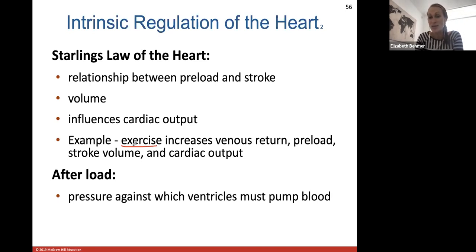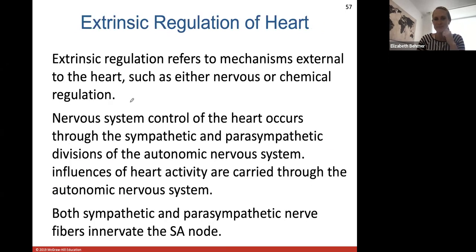So exercise not only increases venous return, exercise increases preload, how your ventricles can stretch, the stroke volume, and the cardiac output. So exercise is really good for your heart because it gets your heart working, functioning, and kind of practicing being able to output the blood that it needs to. And the afterload refers to the pressure against which the ventricles must pump the blood. So afterload is the pressure at which your heart needs to pump out the blood.